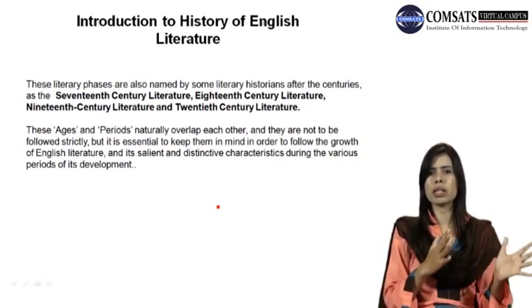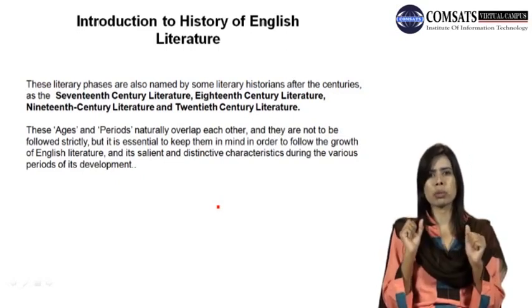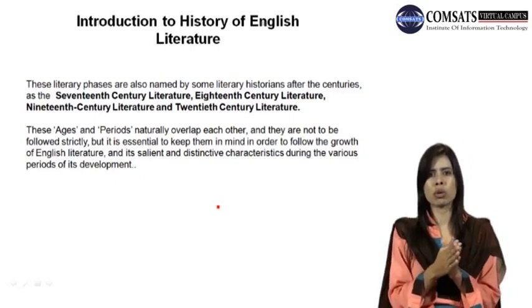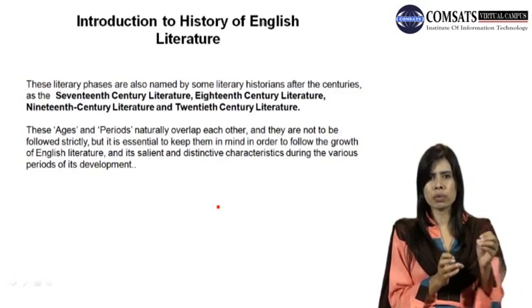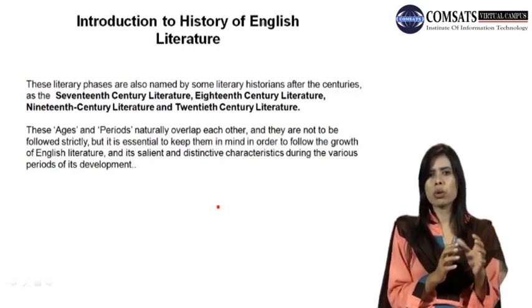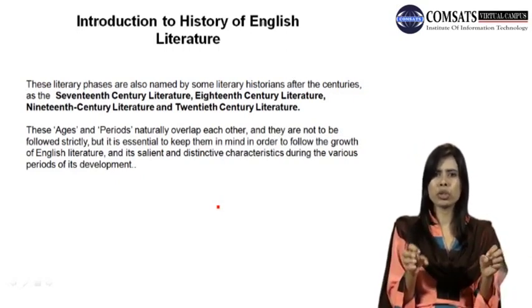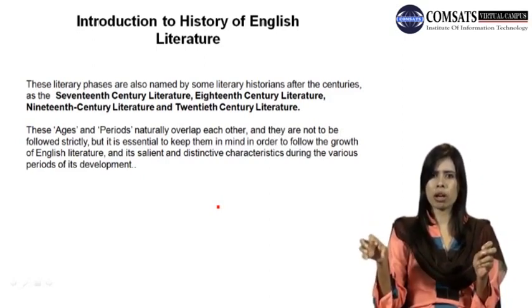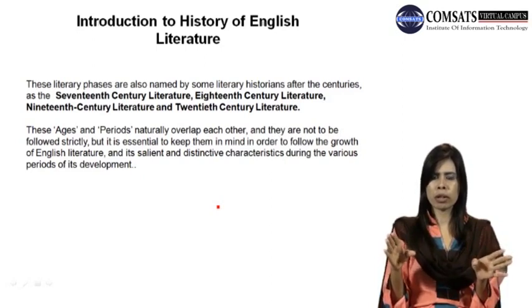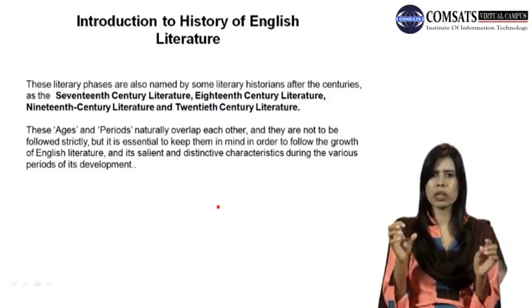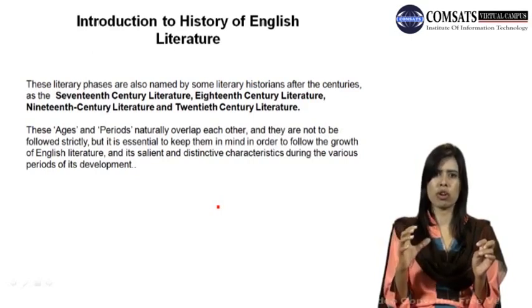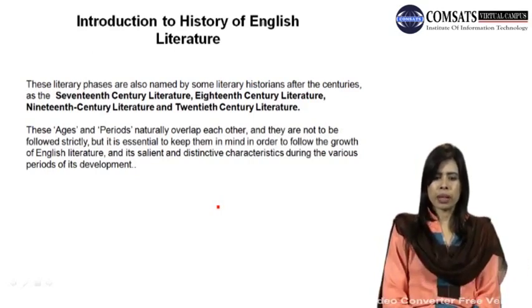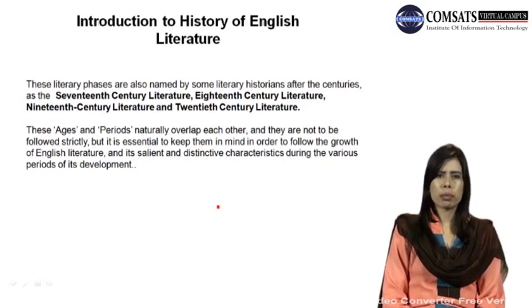These ages and periods are very important when we talk about the history of English literature, because we'll focus on the development and growth of this very literature as well. So the concept must be clear to you. You should know which writers or poets belong to which era. So that is the only thing which is important when we talk about ages and periods and centuries in the history of English literature. And one more thing which you have to keep in mind is its salient and distinctive characteristics during the various periods of its development.